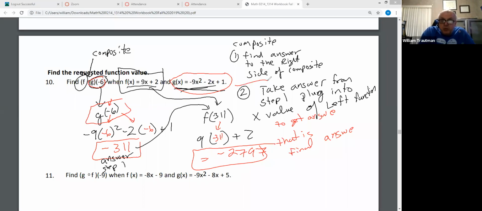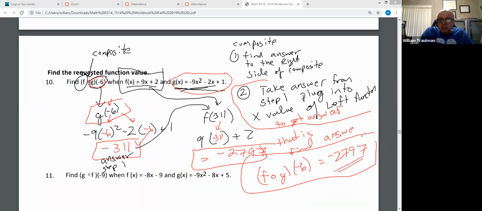Do you see step 2 was take the answer from step 1, plug it in the x value of the left function to get the answer. The answer is negative 2797. Another way of writing this would be the composite of f and g. When you plug negative 6 into the first function, you get negative 311. This is not the answer to the problem. It's the answer to step 1, but then you have to plug it into the left function, and this is the answer to the whole function. If you look in the back, hopefully that is the answer, negative 2797. So the composite, we take the right function, find the answer, then we plug that answer into the left function.